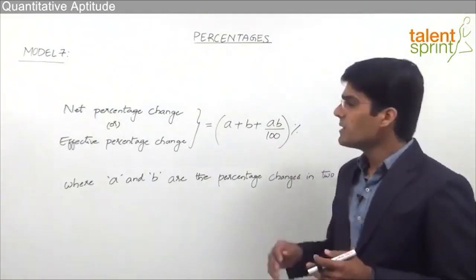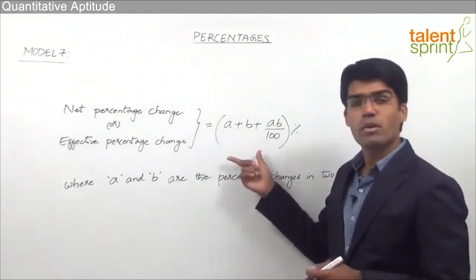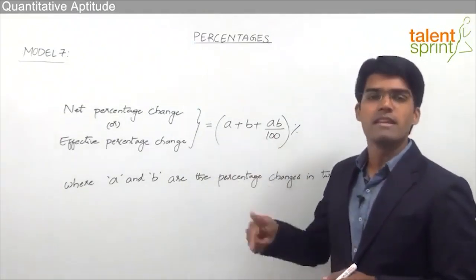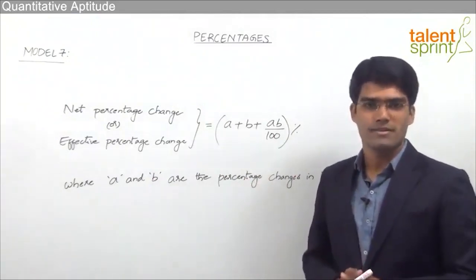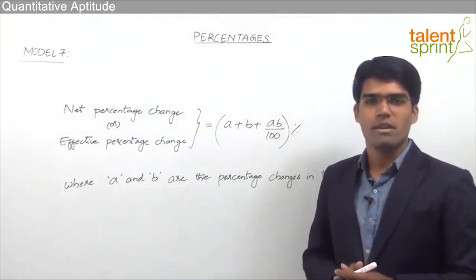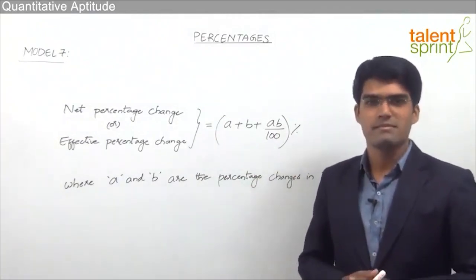Let us take some examples to understand the application of this concept. But remember friends, this is a very, very important concept which will be used in various other topics like simple interest and compound interest and profit and loss. Always net or effective percentage change should be taken as A plus B plus AB by 100%.